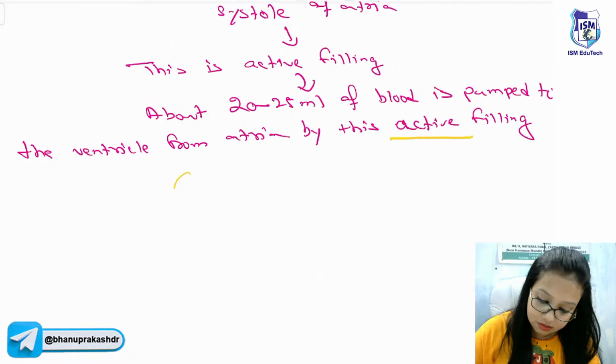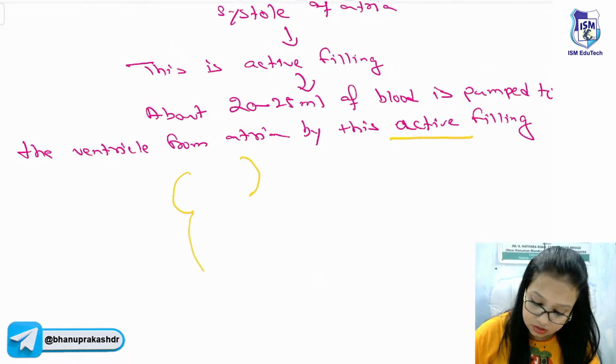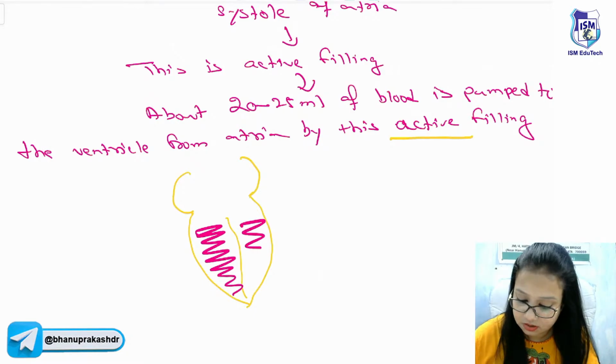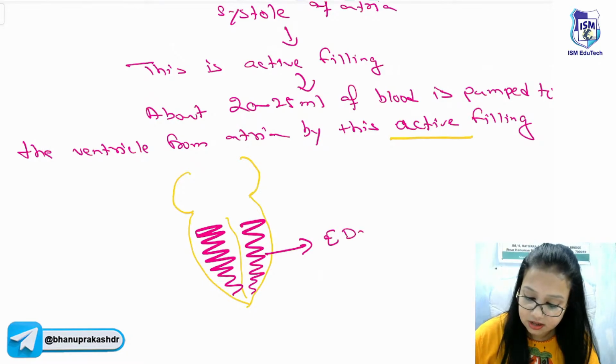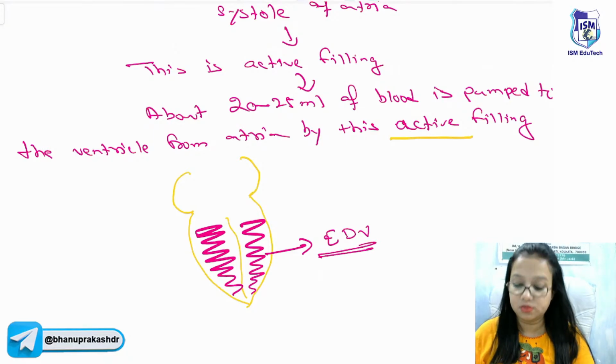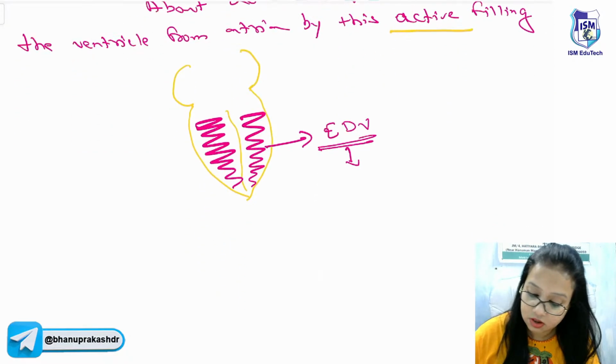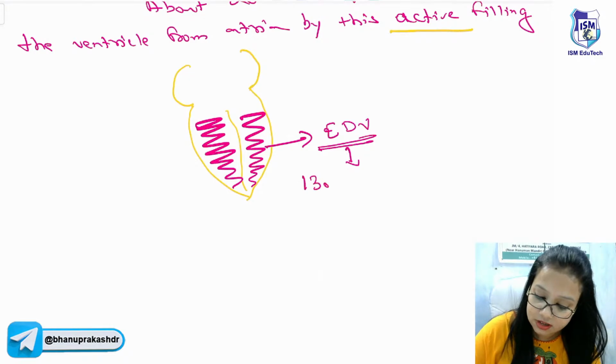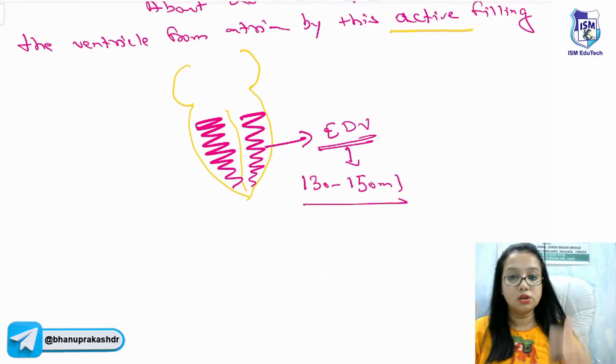Now the ventricles, they are totally filled with adequate amount of blood. The ventricles are filled with adequate amount of blood, which is the end diastolic volume. Now, this end diastolic volume is about 130 to 150 ml. So, this is how the filling in the ventricle happens.